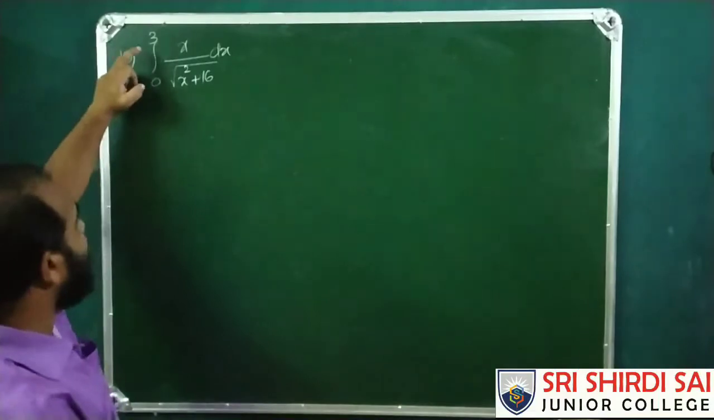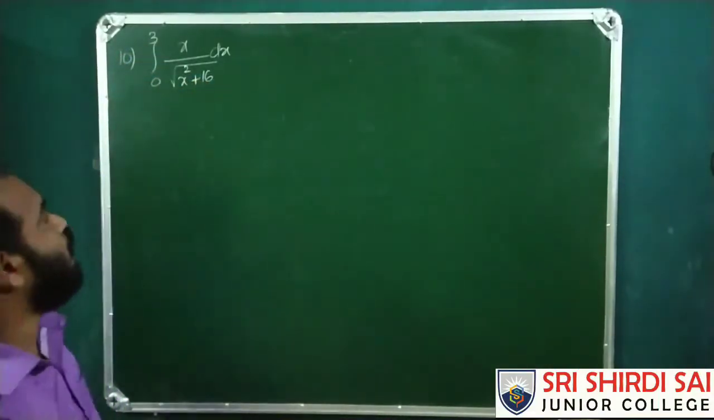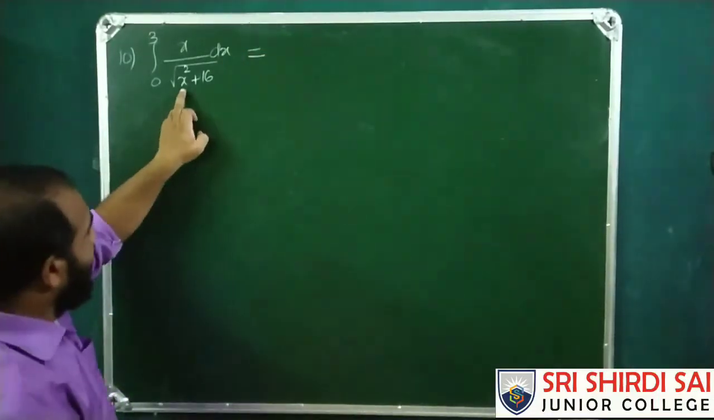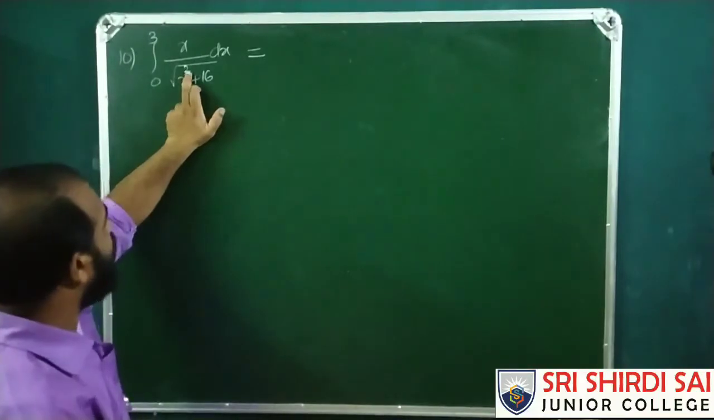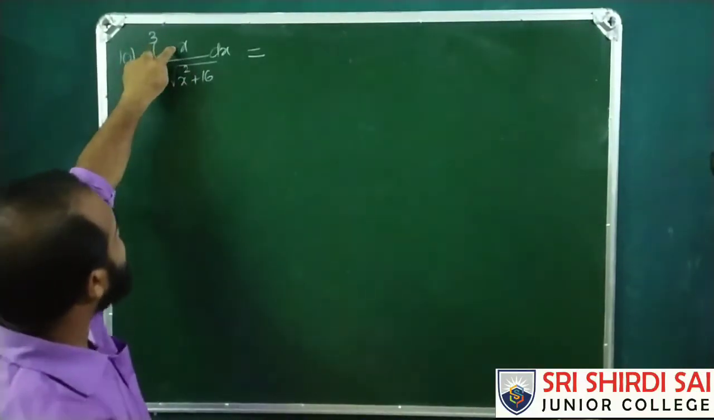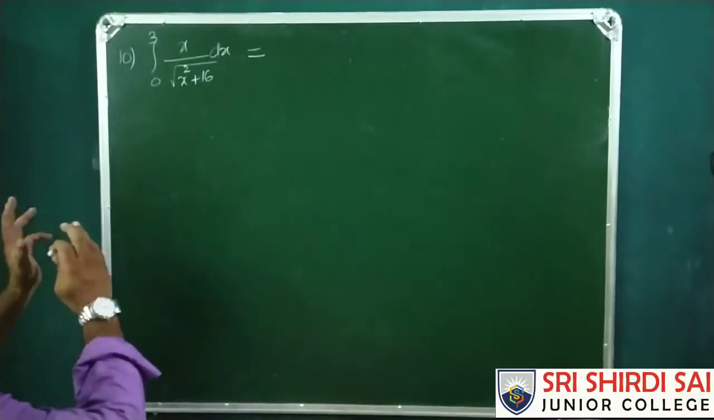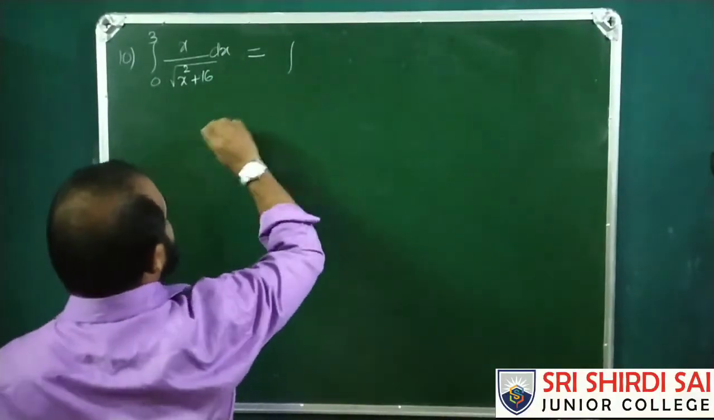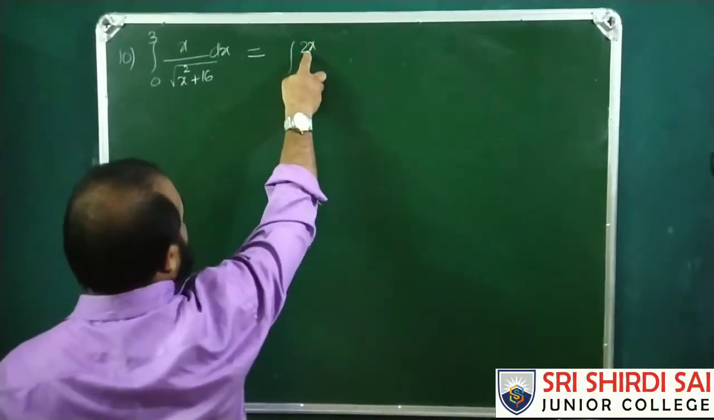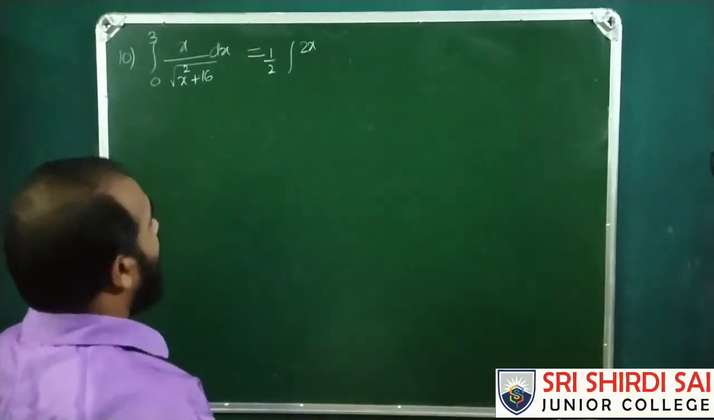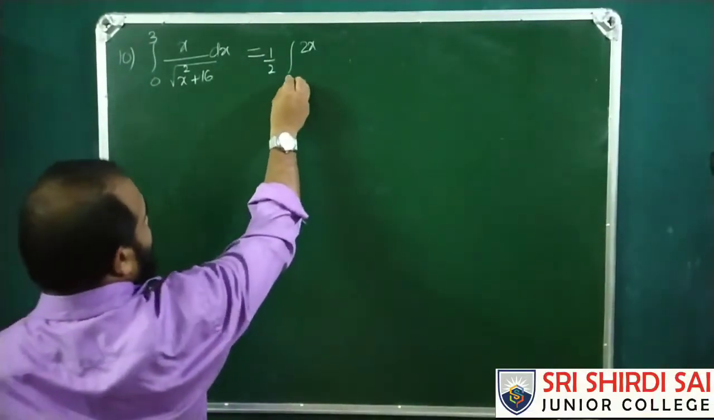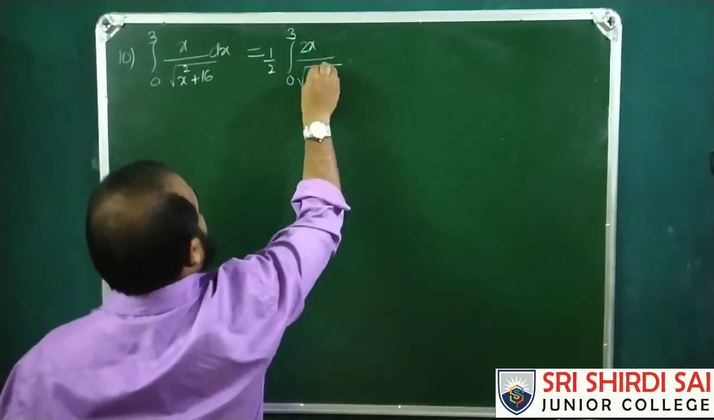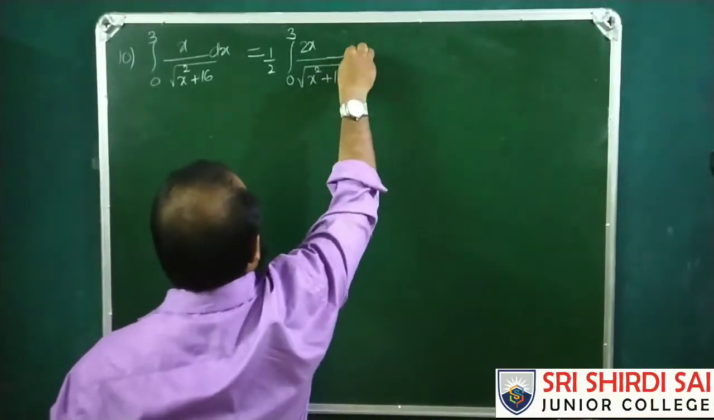So the next question is the integral from 0 to 3 of x by square root of x square plus 16 dx. The derivative of x square plus 16 is 2x. So here x is there, for which we need to have some adjustment. We need to balance. Since I require 2x here, I multiply by 2, and equally I divide also, without loss of generality.